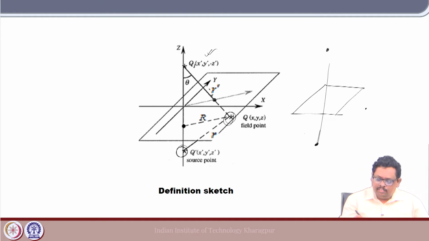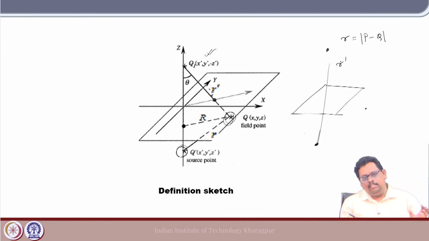Now, here if I join this point P to Q, so, source point to the field point, that we define as r. So, this is nothing but the difference between the source point and q. And then you have another point which is r dash. Now, r dash is nothing but the distance between the source point and the image point. So, r dash is nothing but p minus q dash, where q dash is the image point. So, this is the definition for r and r dash.